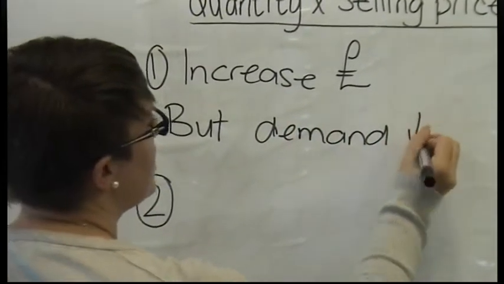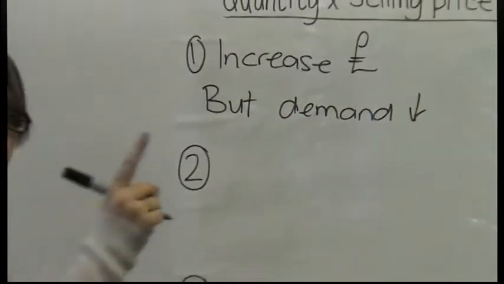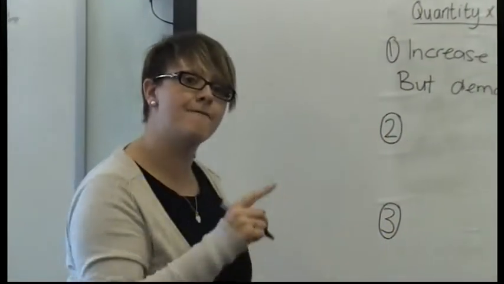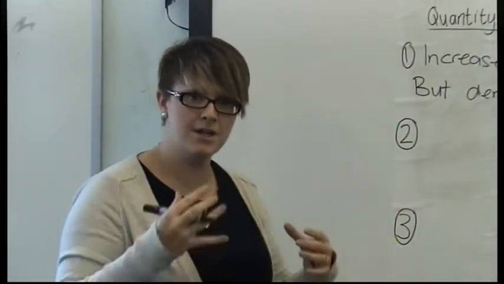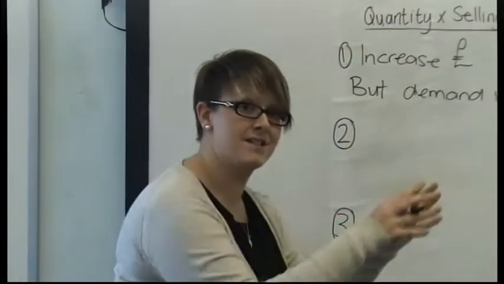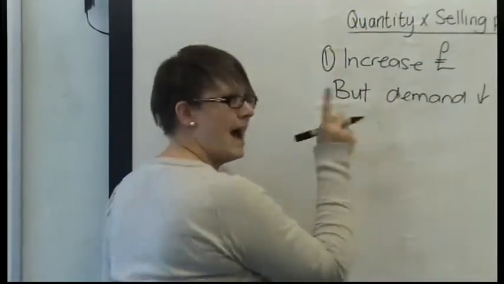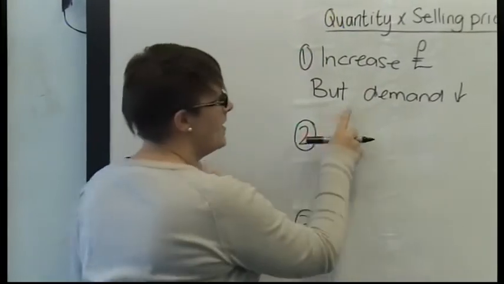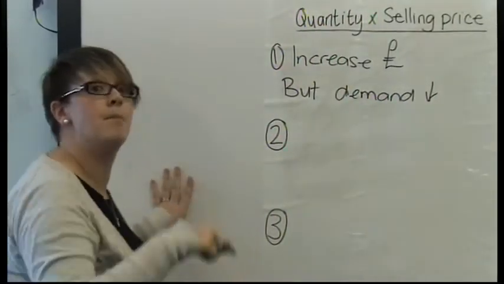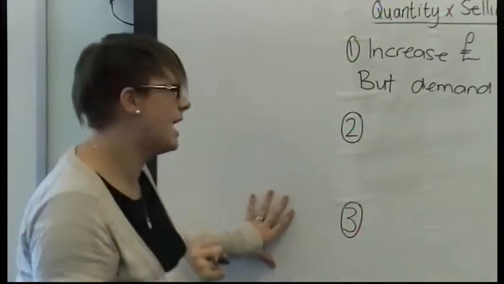And demand might go down because people might go and buy from somebody else. So instead of buying from you, let's say Adidas trainers, they'll go and buy Nike trainers because they're still cheap. Okay? So first thing, increase our selling price. However, the analysis is that demand might go down, so people might buy less. So you have to be careful there.